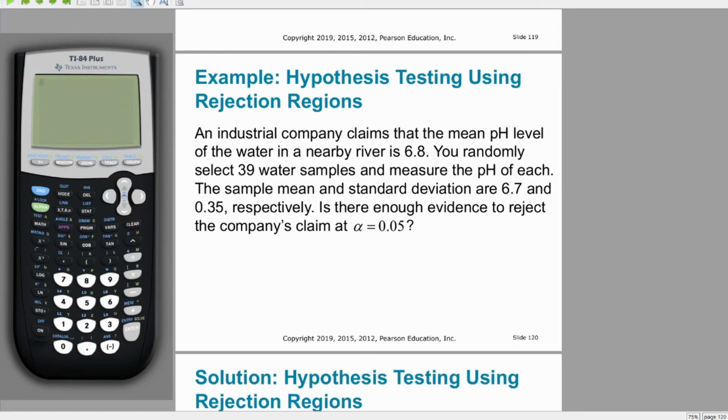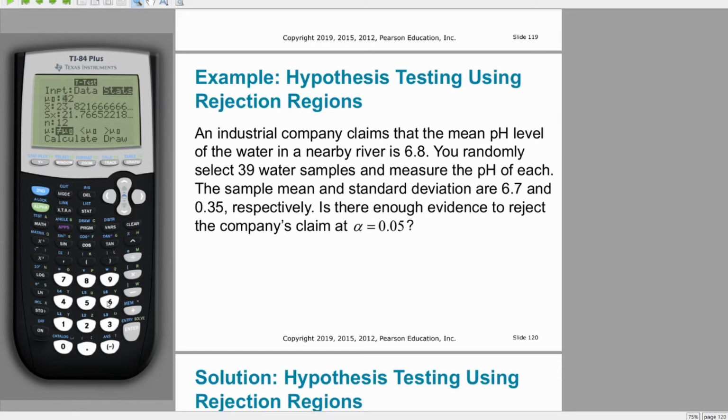I swear you're going to see problems where it's not 5%, but it is the most traditional value. So for this, stat, tests, t-test, and we're going to see what happens here first, just so we know what we're going to be comparing with, because we've got all our numbers.